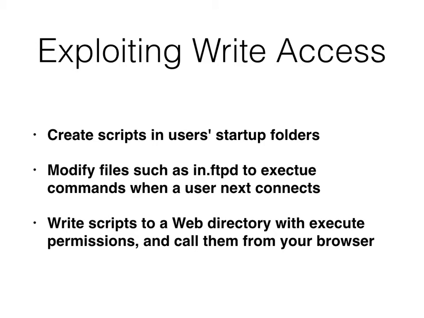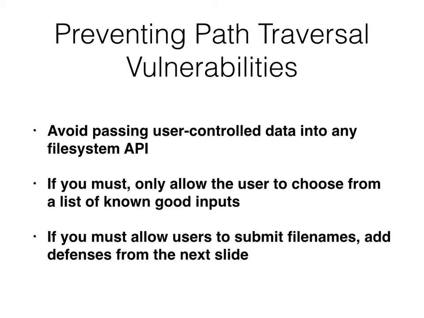That's pretty cute. And of course the thing we did with all the PHP shells, you make a script and then call it from your browser. That's fine, but you are sending a packet straight from you to them to execute the attack, so it's not incredibly stealthy, although it doesn't appear in a bash history log or anything. Anyway, if you want to prevent these things, it's the same old thing: don't pass user-controlled data into a file system API. If you have to, then limit them with only a list of known good inputs. If they have to submit file names, then there's a series of defenses you can put in.